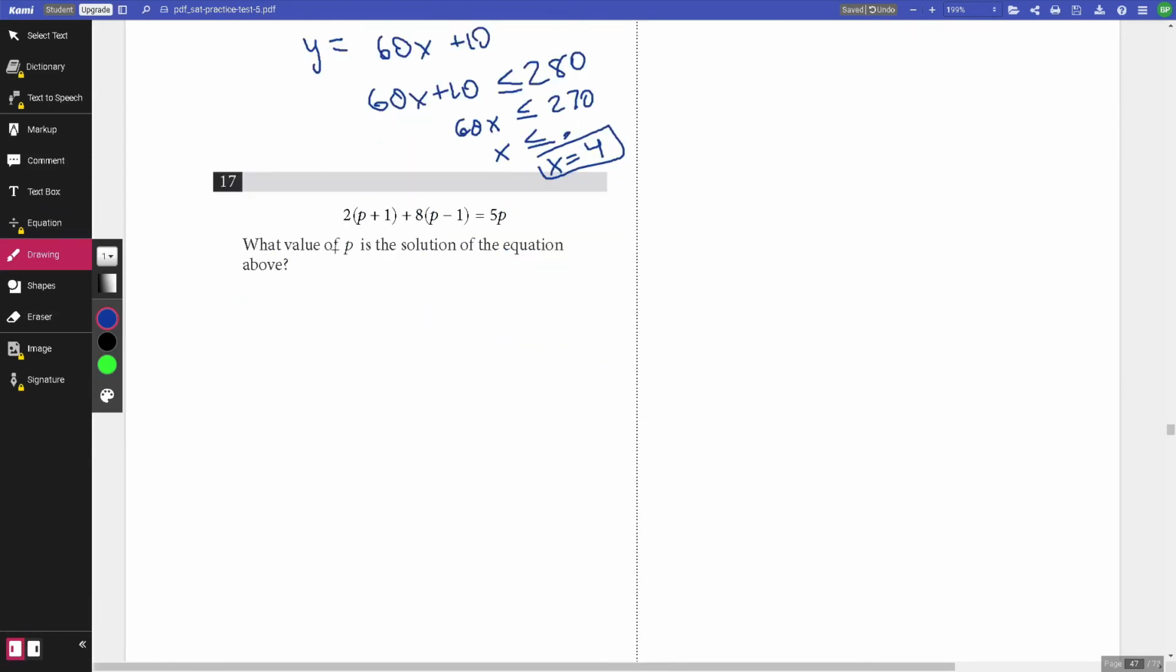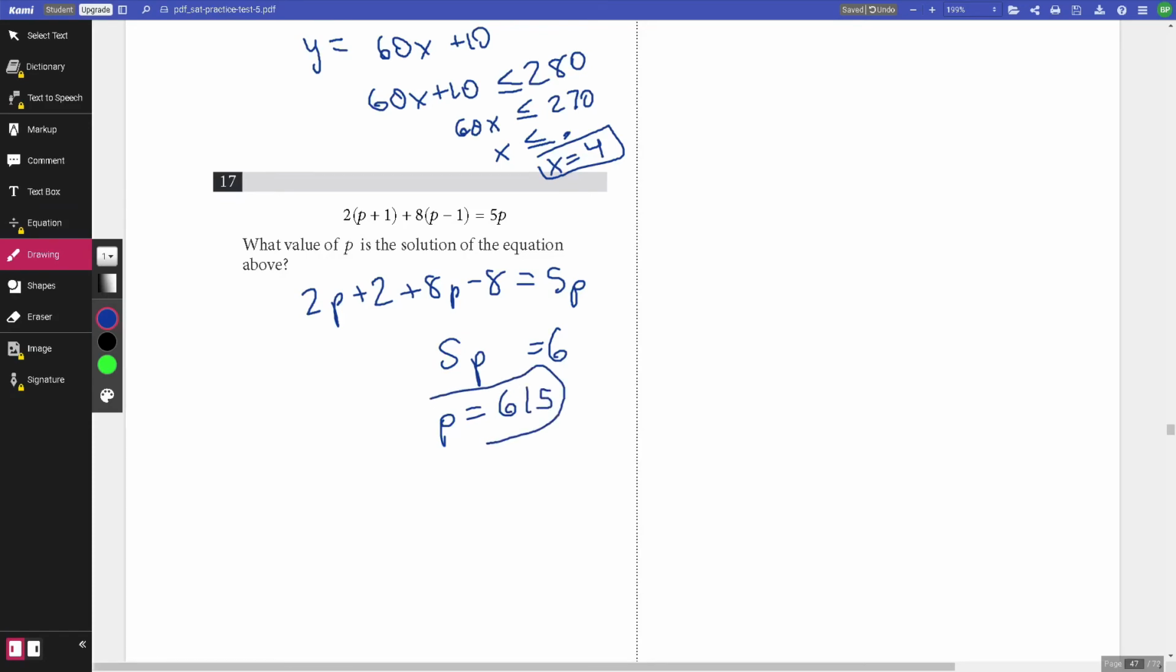Number 17, what is the solution to P? So we have 2P plus 2 plus 8P minus 8 equals 5P. Looks like we can move that to that side. Okay, so we have 6 on this side from the 2 and the 8, negative 8 here. You move it to that side, you get 6. Then you get 10P minus 5P, 5P. So P equals 6 over 5, and that is your answer. 6 over 5, or 1.2.